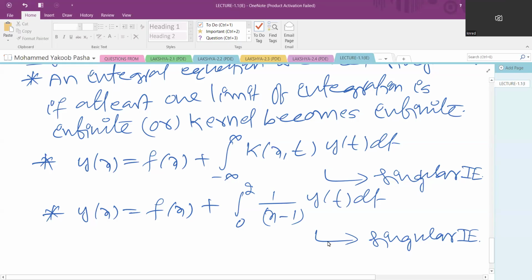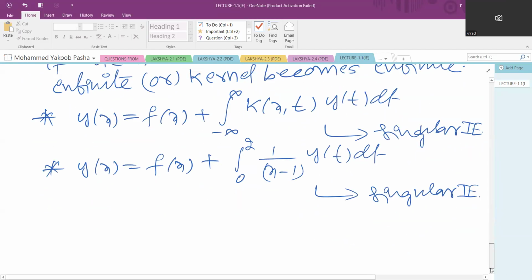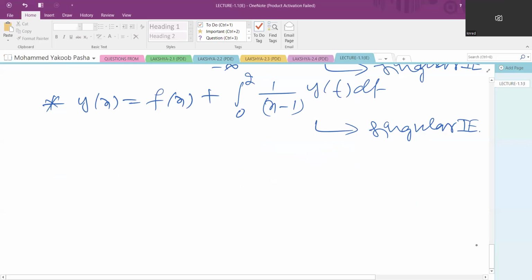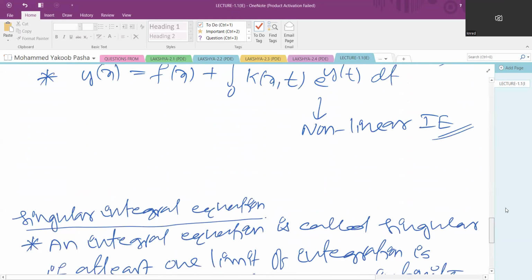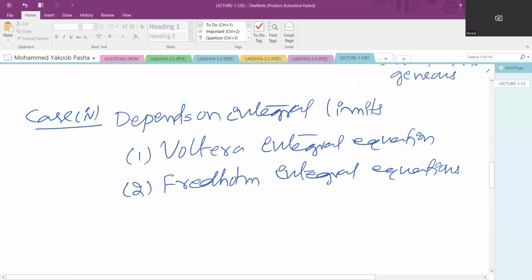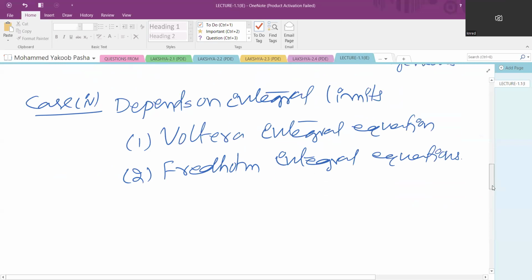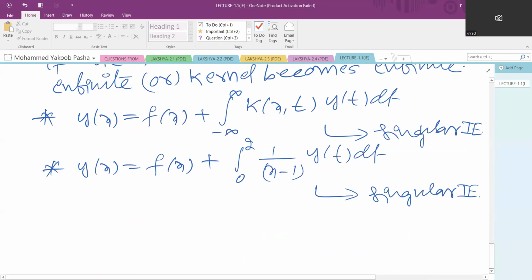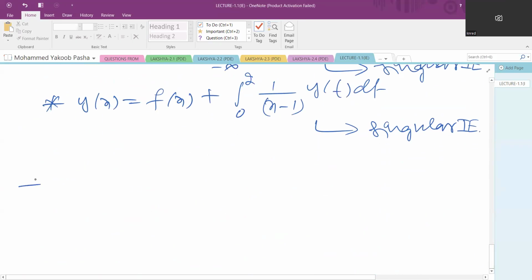we can make another classification. Types of integral equations depend on the limit of integration. Depending on the integral limits, we can classify integral equations into two types. One is the Volterra integral equation, and the other is the Fredholm integral equation. Okay, we have classified them.